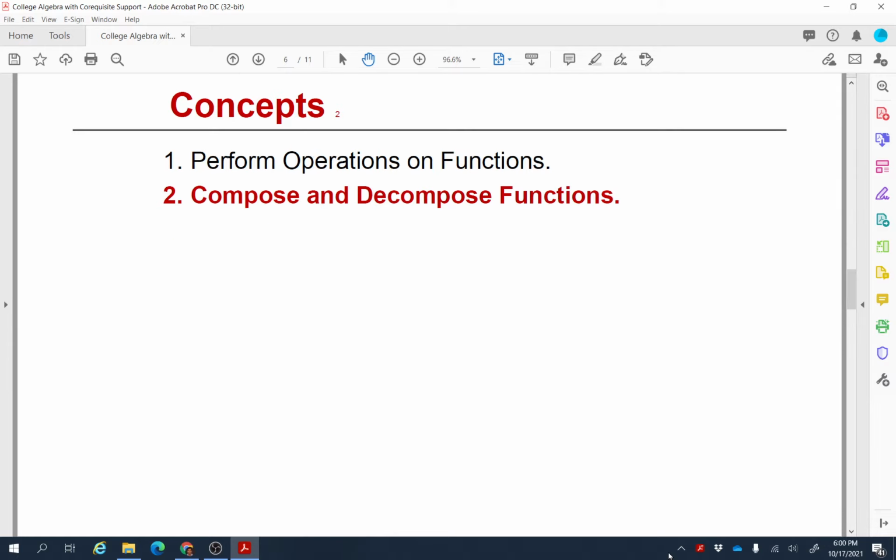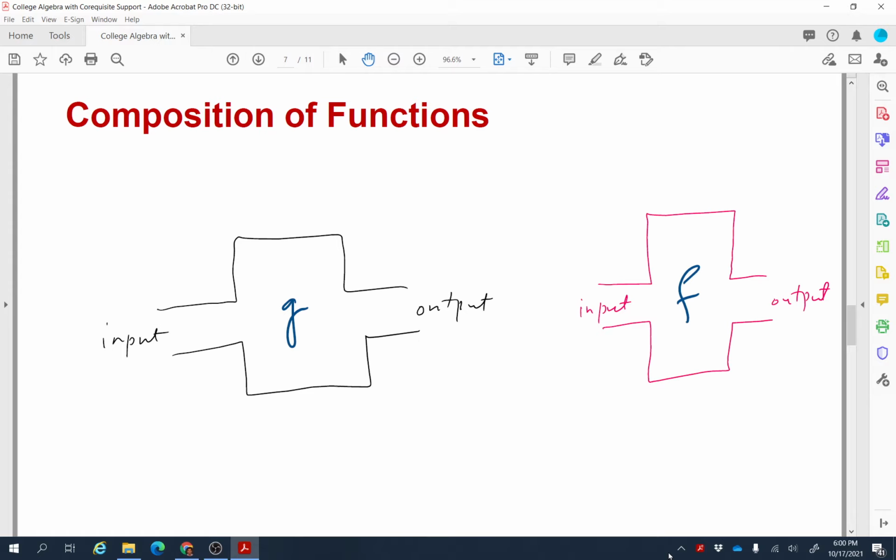Now we try to take two different functions and create a new function, and the process of creating that new function is called composition. So let's think about two different functions as machines. Function one is g of x. g is a machine. Function f is another machine.